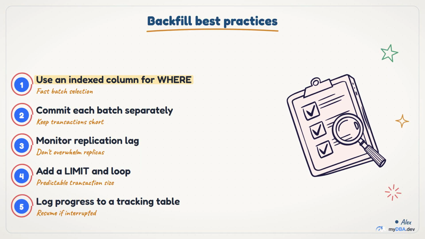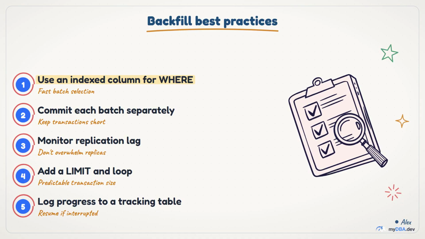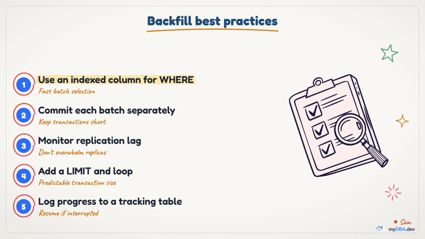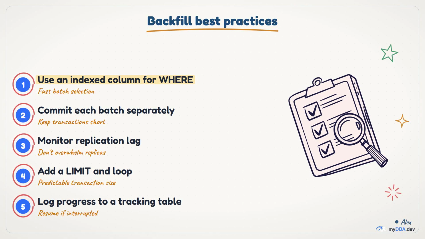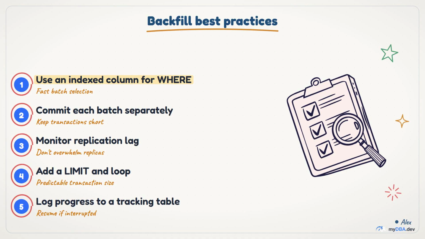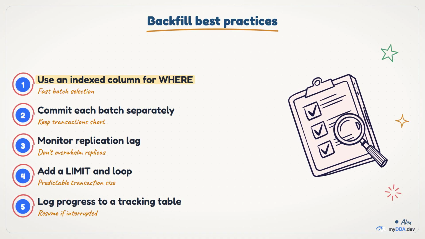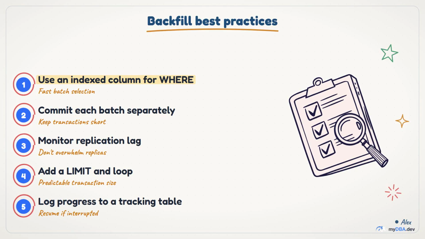Third, keep an eye on replication lag if you have replicas, because each batch generates WAL. What if the script crashes halfway through? Good question. You should log your progress, write the date range and row count of each completed batch to a tracking table. That way, if the script dies, you can pick up where you left off.